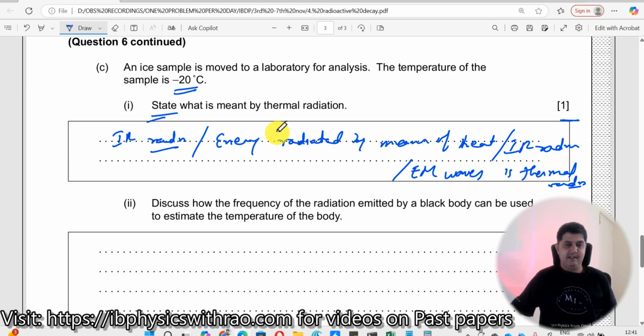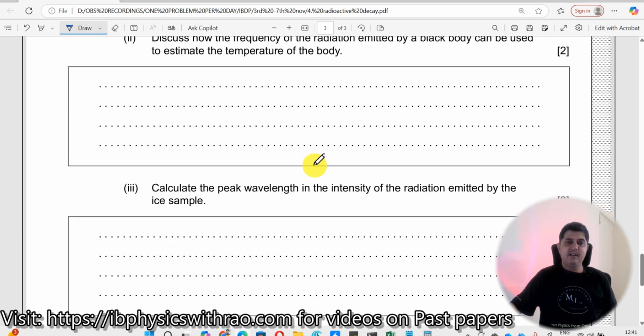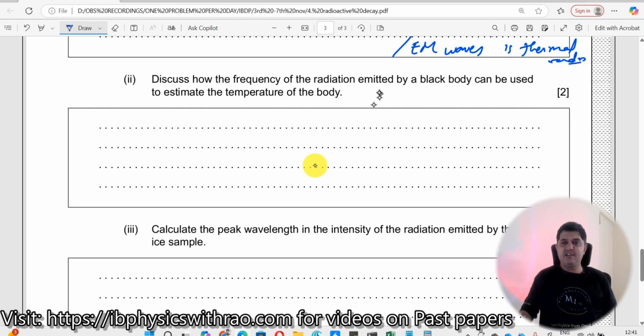Then next, discuss how the frequency of the radiation emitted by a black body can be used to estimate the temperature of the body.